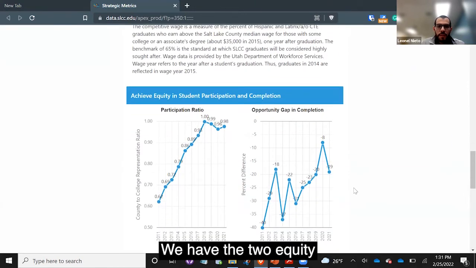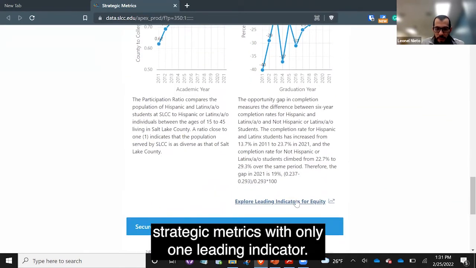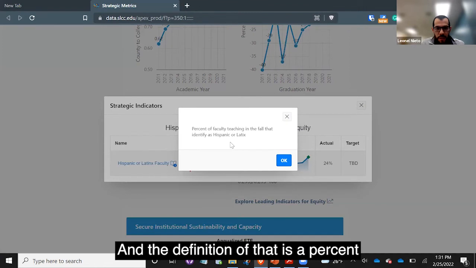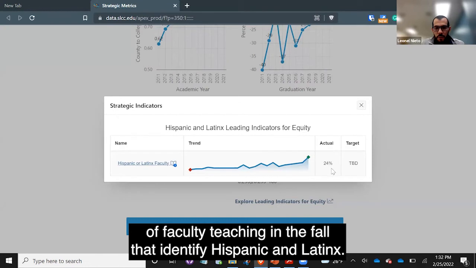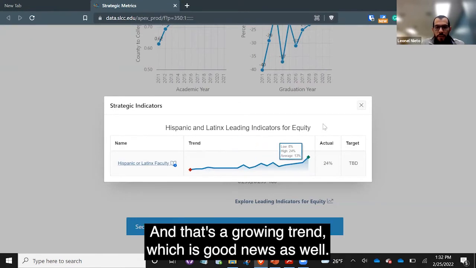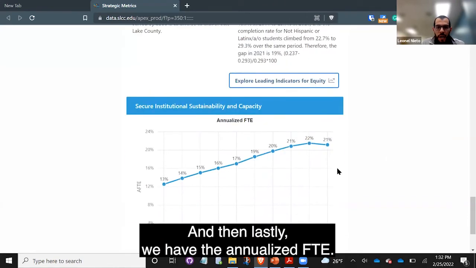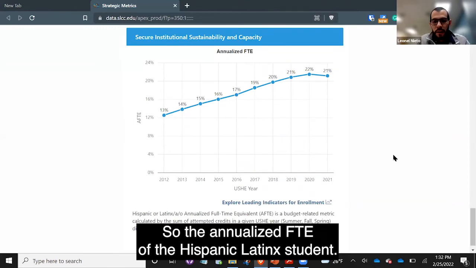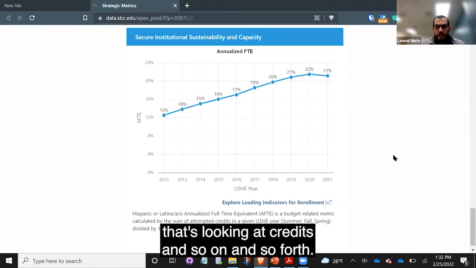We have the two equity strategic metrics with only one leading indicator, and that would be the percent of Hispanic and Latinx faculty at the college. And the definition of that is the percent of faculty teaching in the fall that identify as Hispanic or Latinx. And so currently we're at 24%, and that's a growing trend, which is good news as well. And then lastly, we have the annualized FTE. So the annualized FTE of the Hispanic and Latinx student, this is a budget-related metric, and that's looking at credits and so on and so forth.